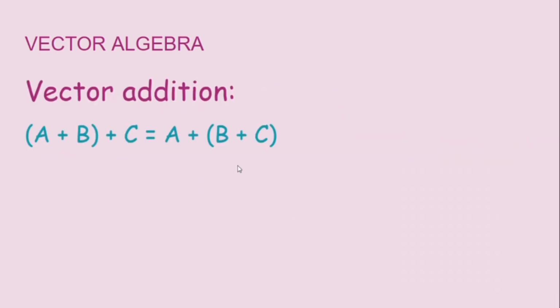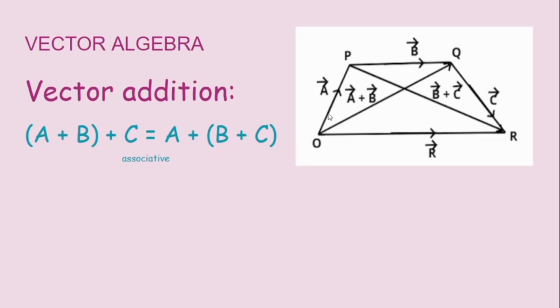Now we will see that vector addition is also associative. That means that we can first add two vectors A plus B and then add the C vector to this resultant vector, and we can also add two vectors B plus C and then add A to this resultant vector. In the figure we will add the A vector to B and this will be the resultant vector, and then we will add this resultant vector with this C vector and this will be the final resultant vector.